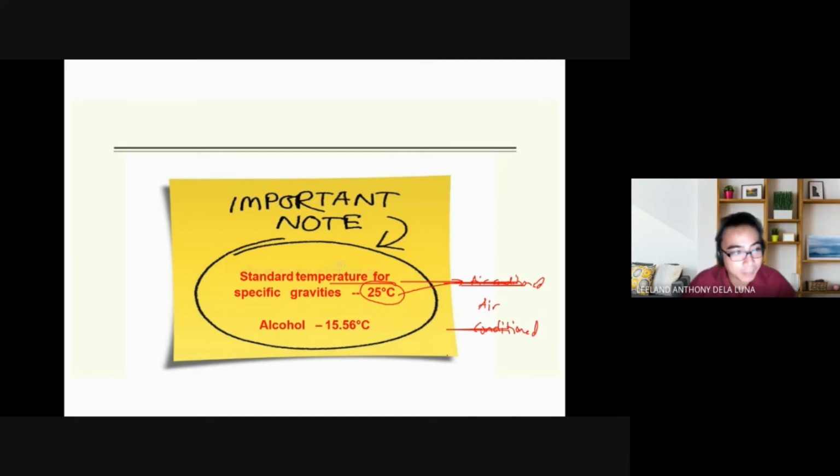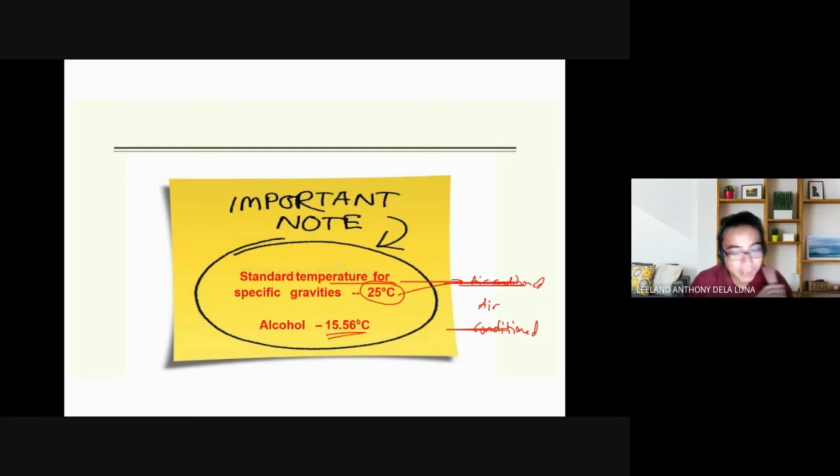Kung may alcohol naman, class, sa mga ginagamit ninyo, and if you want to measure specific gravity, the room temperature, class, must be less than 25. It should be at least 15.56 degrees Celsius. Now, why? Sir, bakit kailangan mas malamig pag gumagamit tayo ng alcohol? Mga alcoholic substances. Nakakuha tayo ng mga specific gravity ng mga alcohol. Bakit kailangan malamig yung kwarto ko?